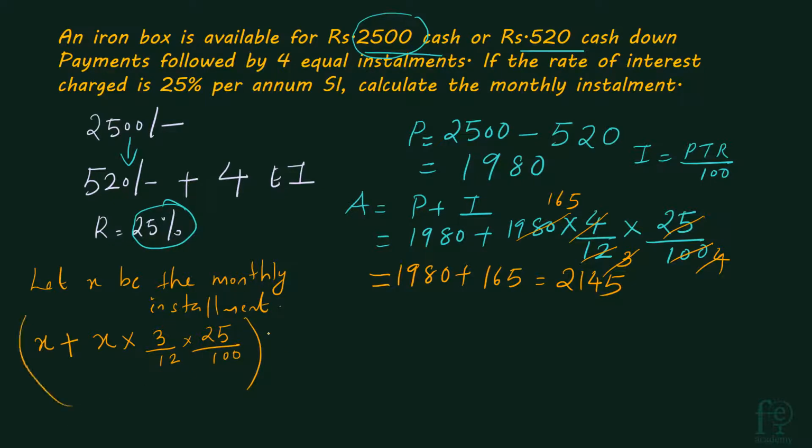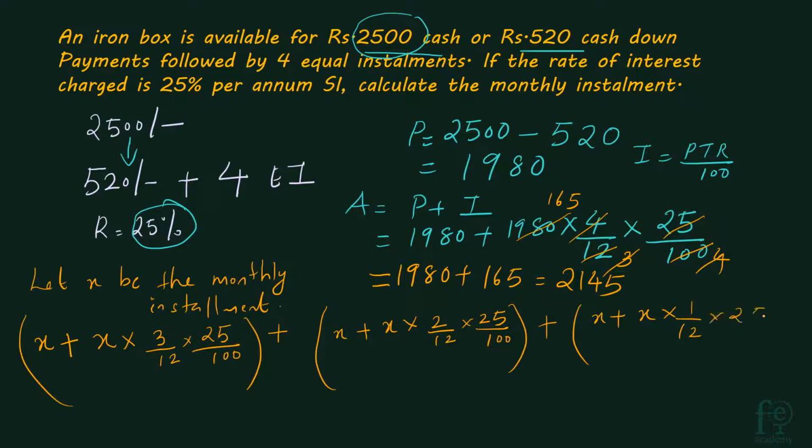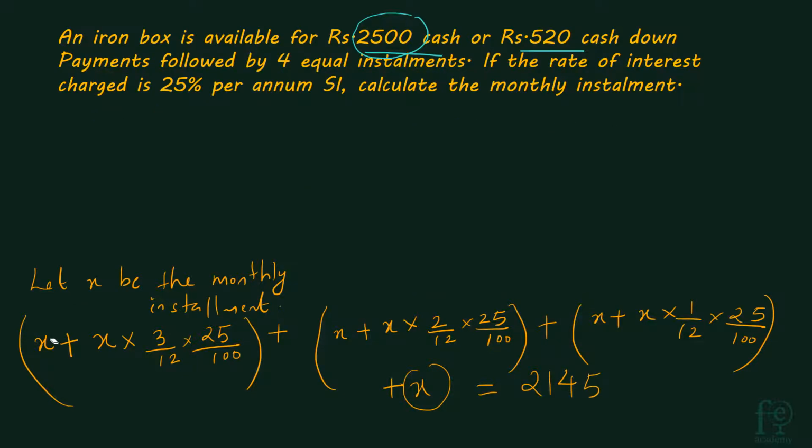For the second month you will be paying the monthly installment plus the interest for the remaining 2 months. So X plus X into 2 by 12 into 25 by 100. And for the third month you will be paying the monthly installment plus interest for the remaining 1 month, so X into 1 by 12 into 25 by 100. And finally in the fourth month you will be paying the fourth installment X, and the total is 2145. All the 4 X's give you 4X.